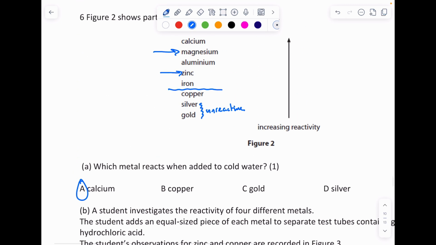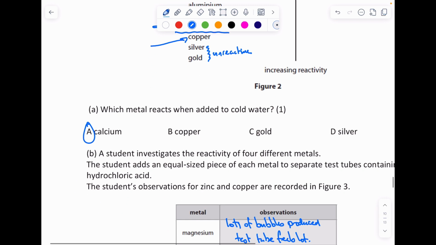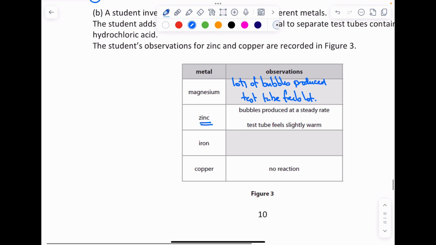So again, if we look here, there's copper. Iron is more reactive than that, but less reactive than zinc. So my iron needs to be somewhere in between. So copper is no reaction. There's bubbles for zinc. So here I'm going to put down that there are a few bubbles produced. And then in terms of how it feels, here it feels slightly warm. I'm going to say here feels very slightly warm.